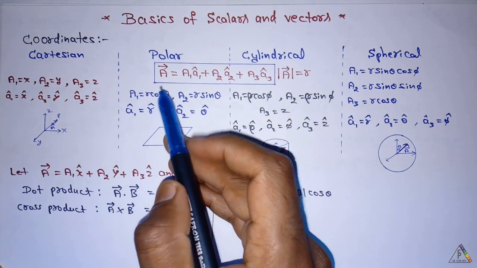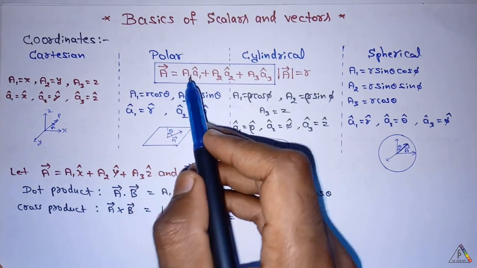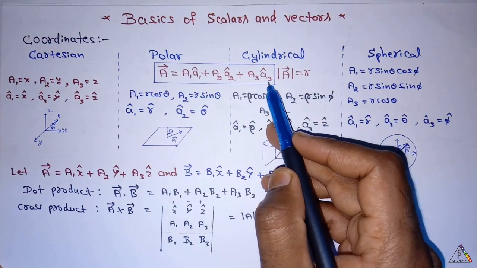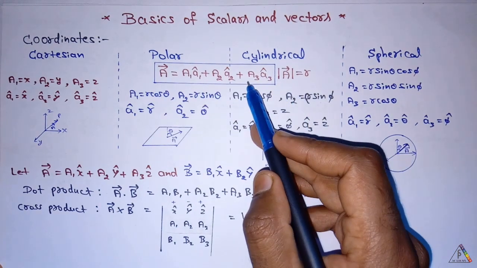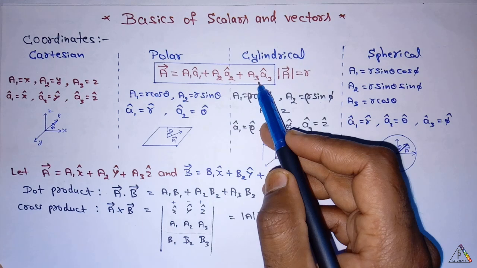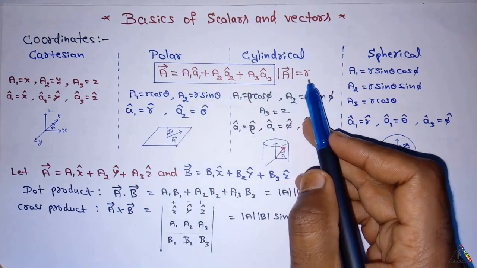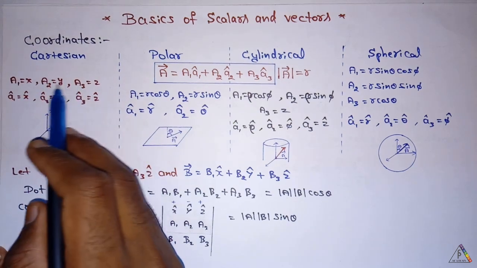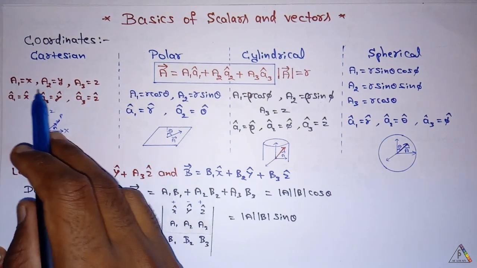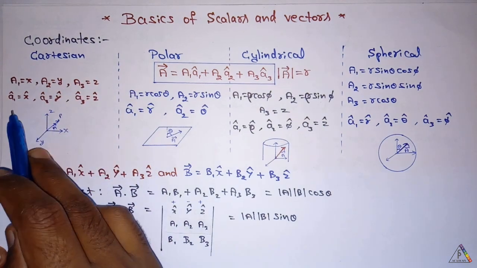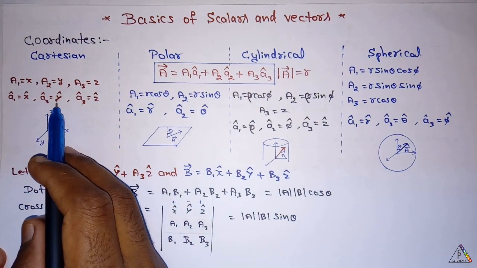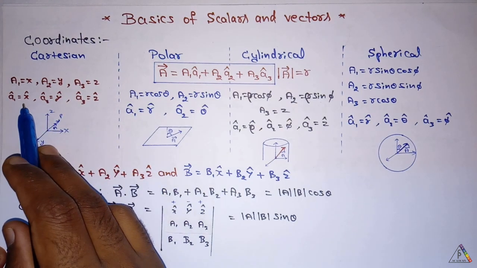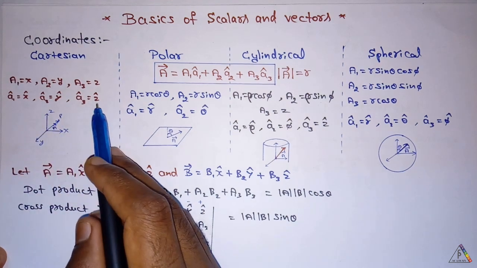Consider an arbitrary vector A as a1 into a1 cap plus a2 into a2 cap plus a3 into a3 cap, representing the position of the system in space. If the magnitude of this vector is r, in Cartesian coordinates a1, a2, a3 will be x, y, z, and along these variables the unit vectors are x cap, y cap, z cap, or we can represent the unit vectors in terms of i cap, j cap and k cap.